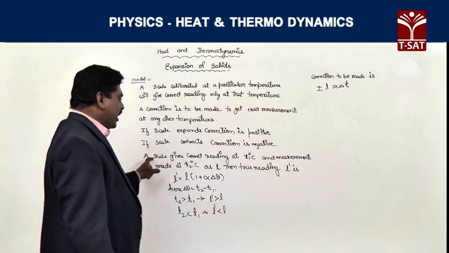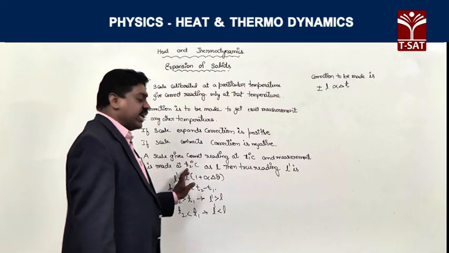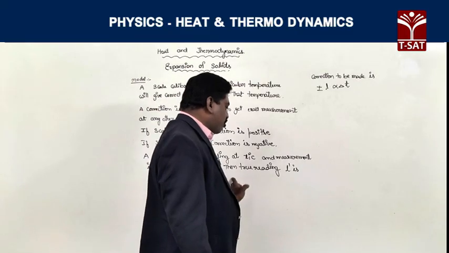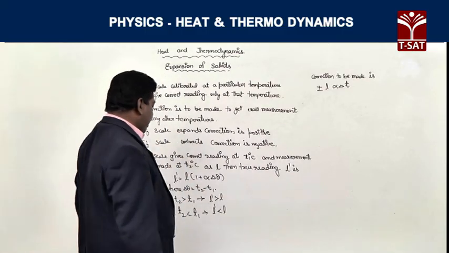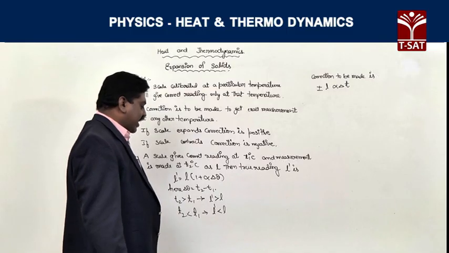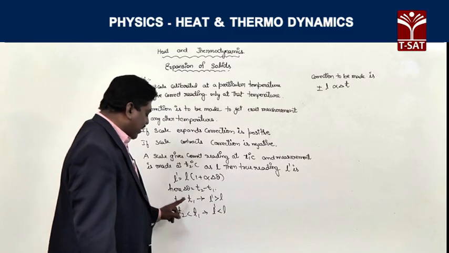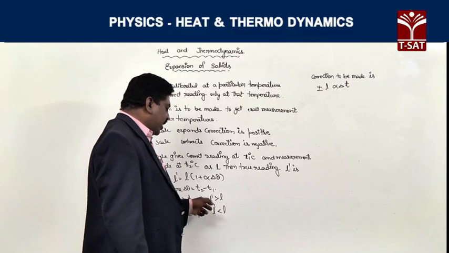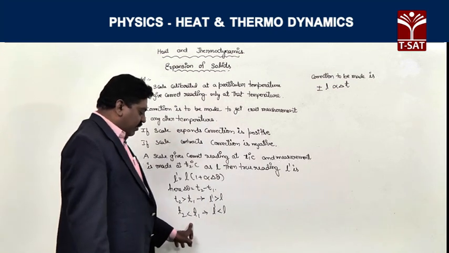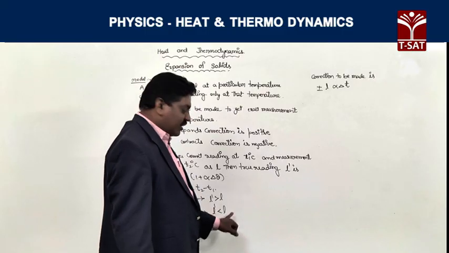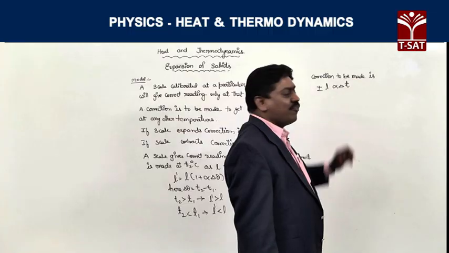Let us say a scale gives the correct reading at T1 degrees Celsius and a measurement is made at T2 degrees Celsius as L. Then the true reading is given as L dash equals L into (1 plus alpha delta theta). Here delta theta is taken as final temperature minus initial temperature. If T2 is greater than T1, then the true reading is greater than the scale reading. Similarly, if T2 is less than T1, the true reading is less than the scale reading, and the correction to be made is plus or minus L alpha delta T.